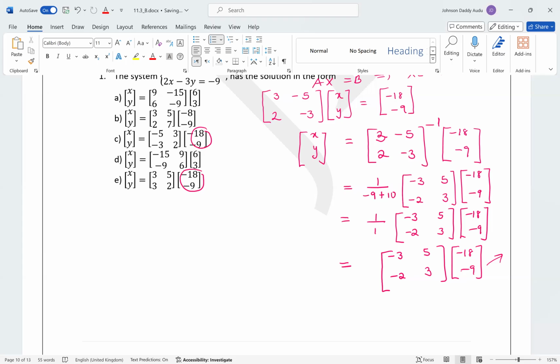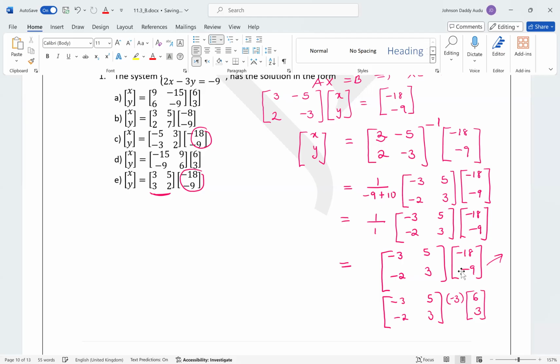But if you look at the matrices here, they are not the same. So this is minus 3, 5, minus 2, 3. This is minus 5. But if you look at this clearly, we can factor out something here. This is matrix multiplication. This minus 18, we can factor out minus 3, because you can write it as minus 3 times what? 6 and 3.